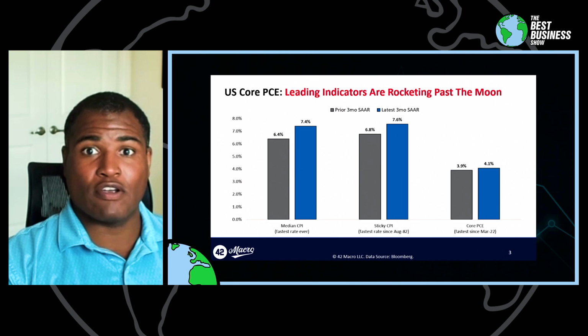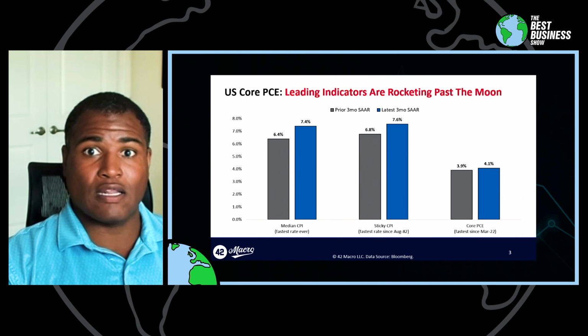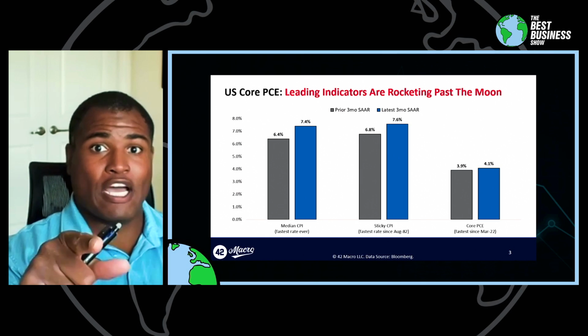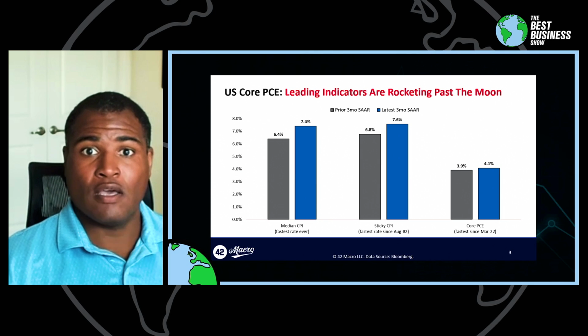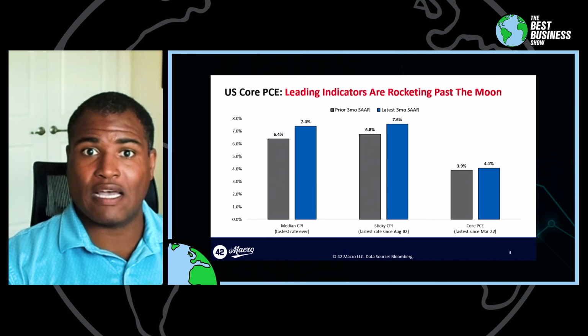So the Fed's got a real serious inflation problem on their hands. What I mean by that is those two time series are very highly correlated to the third set of bars, which is core PCE, the Fed's preferred inflation metric. So that's obviously an issue.